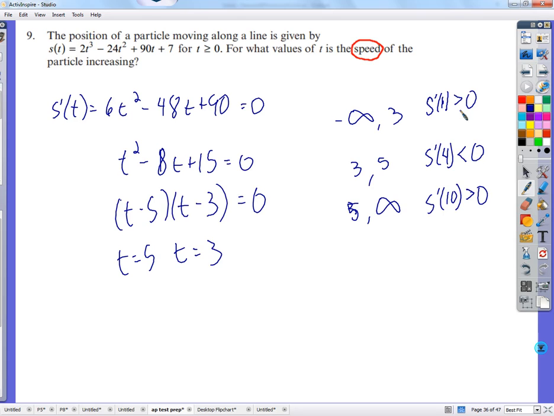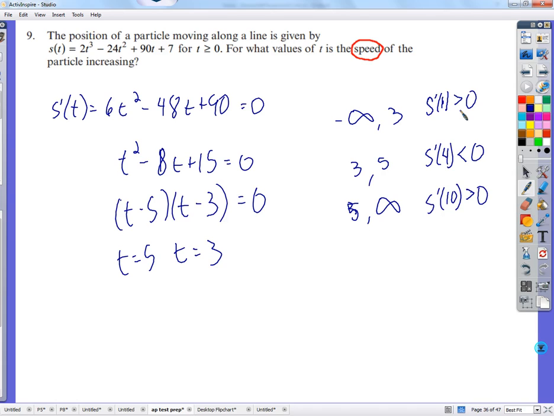I was decreasing my speed? Didn't want to hit the wall. Let's try again. Over this interval from here to there, it's increasing. My speed is constant. Yeah, my speed is constant, but it's positive. So it's not increasing or decreasing.